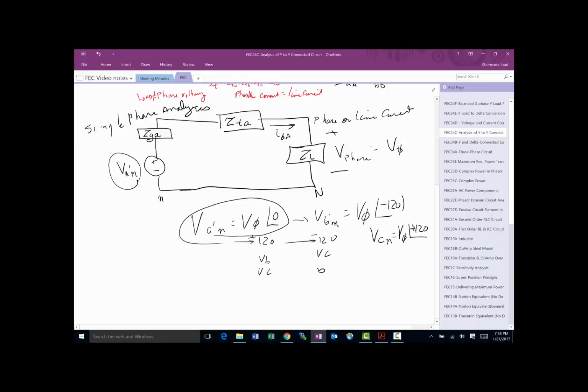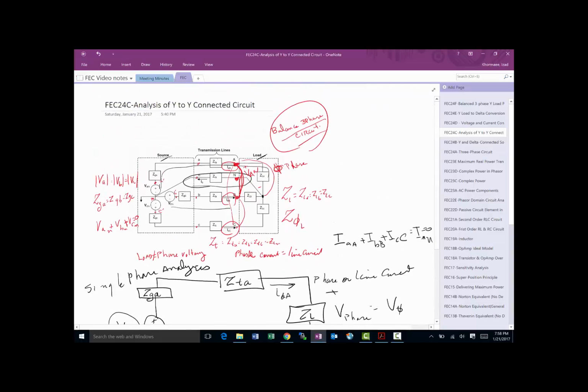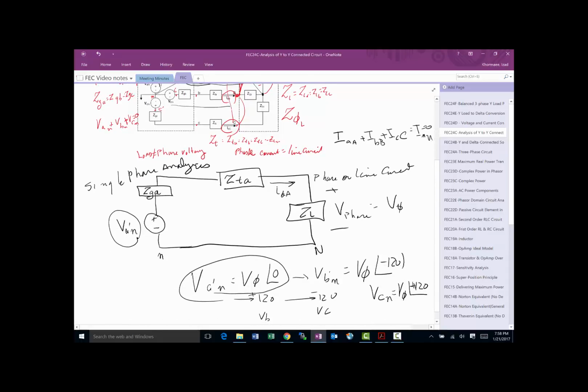That brings us to the end of this section, where we talked about a Y to Y connected circuit, and also talked about the single phase analysis of such a circuit. Again, all of this was mainly in the context of a balanced three-phase circuit, where all the phases are equal except they're shifted by 120 degrees.